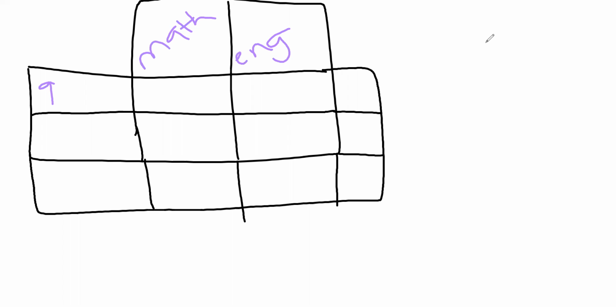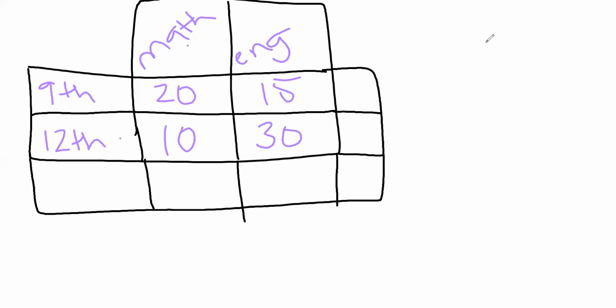And let's see if we're comparing freshmen and seniors, right? We'll say 10 seniors said that they liked math. That's what that means, right? Think of it as meaning two things, math and seniors. So 10 seniors said they liked math, 20 freshmen said that they liked math, 15 freshmen said they liked English, and 30 seniors said that they liked English, right?